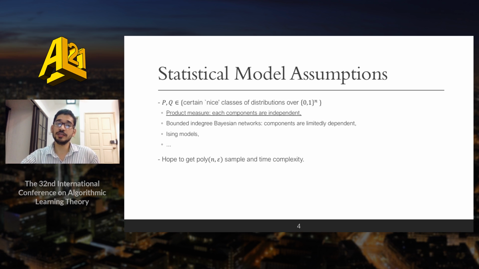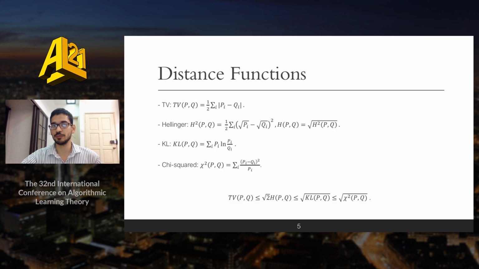So in order to evade the previous hardness results, we'll be making certain statistical assumptions about P and Q, that they come from certain nice classes of distributions. For this talk throughout, we'll be assuming that both P and Q are product distributions, meaning each of the components is independent of the others. And then we also have some results about Bayesian networks. And there are other models such as Ising models, which we do not look at in this work. And for every case, we hope to get polynomial in n and epsilon sample and time complexity.